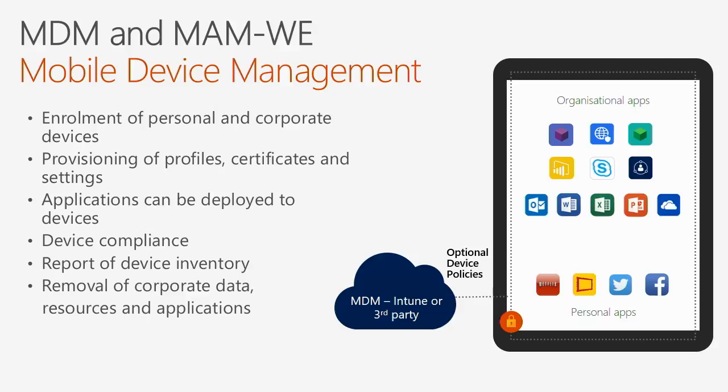So obviously with the ability to push these resources out, you also have the ability to remove them. So you can take off the Wi-Fi certificates, you can remove the applications, therefore removing the MAM policy, and with that you're removing your organisational identity and your organisational data from that mobile device.